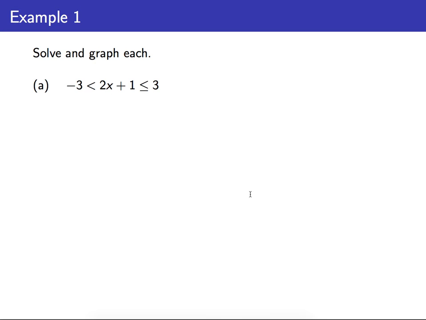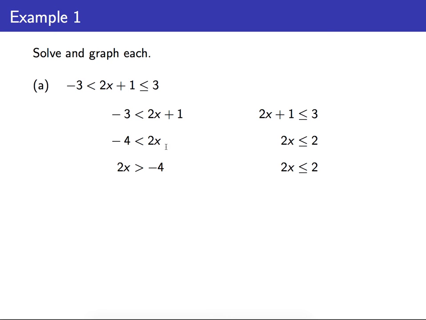So solve and graph each. We got part A, we have -3 is less than 2x plus 1, and at the same time 2x plus 1 is less than or equal to 3. We can actually separate these into two different inequalities. Subtracting 1 from both sides, in our first inequality we get -4 is less than 2x, and in our second inequality we get 2x is less than or equal to 2.